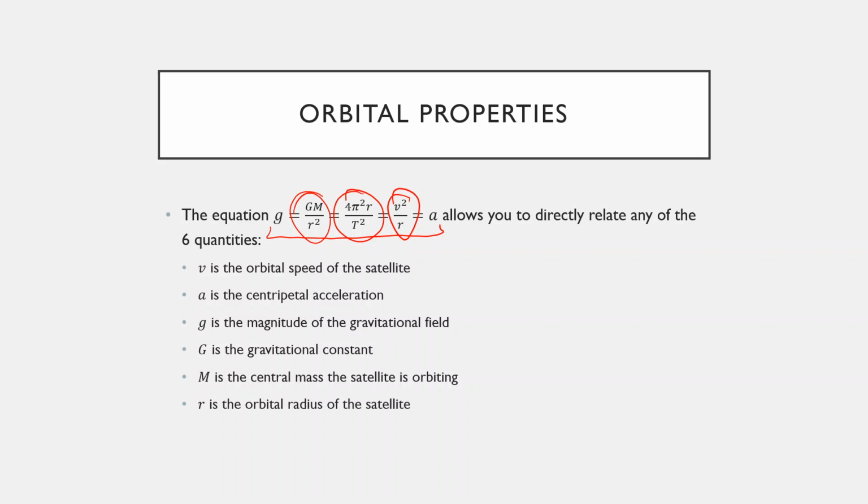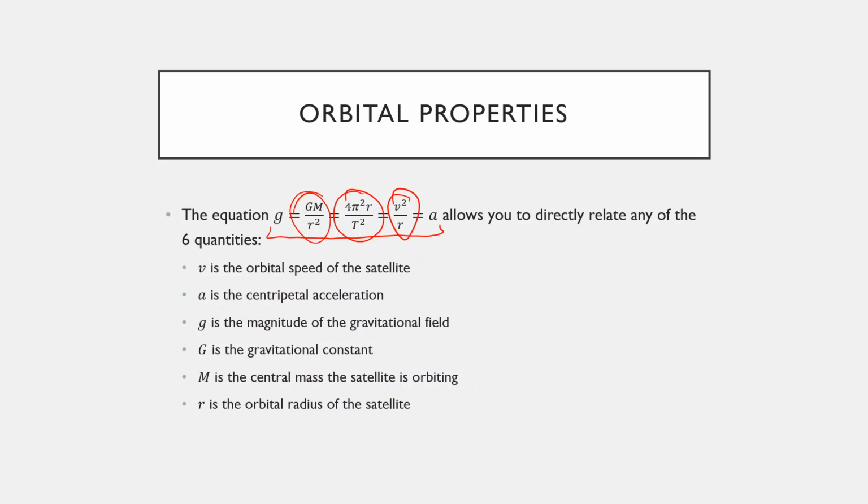And all you've got to do when you're faced with a question about satellite motion and things orbiting other things is write down what you've been given. You'll always know big G, big G is just the constant. Write down what you've been given. Have you been given v, a, little g, the mass of the central body, or the orbital radius? Have you been given any of those things? Yeah, all right, write them down.